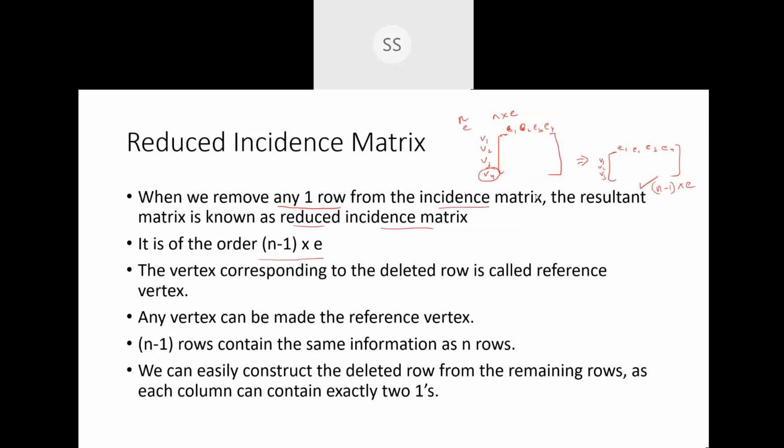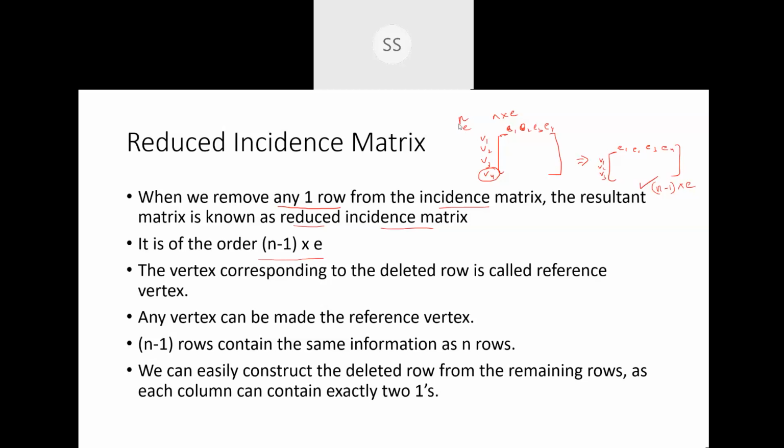So we were talking about the reduced incidence matrix. I showed you the incidence matrix where your rows are all your vertices and your columns are all your edges. When I remove any one of the vertices, see here I have removed the vertex V4, I get a new incidence matrix where the vertex V4 is not there. In such a case, the second matrix can be called a reduced incidence matrix.